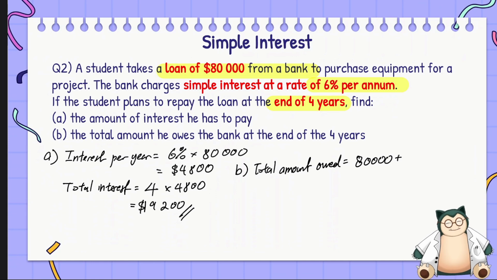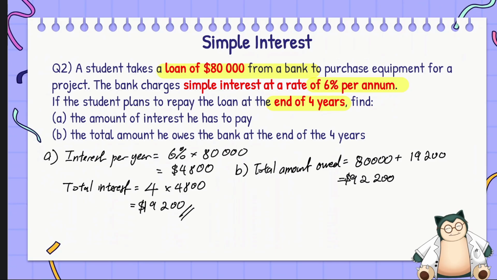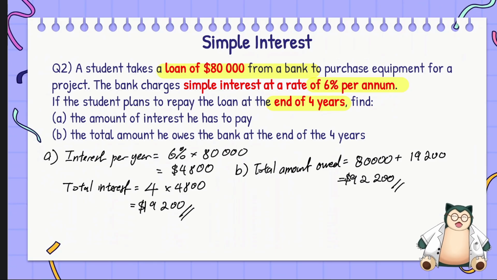Alright, and you add the total interest of $19,200. Alright, and this gives you a grand total of $92,200. So what does this question show you?